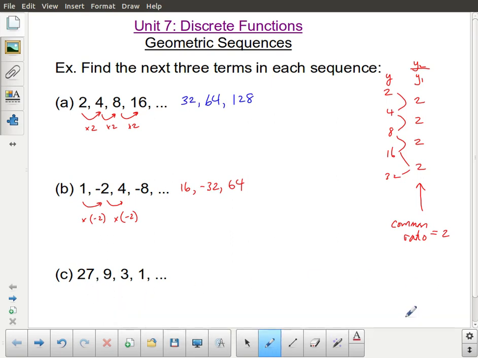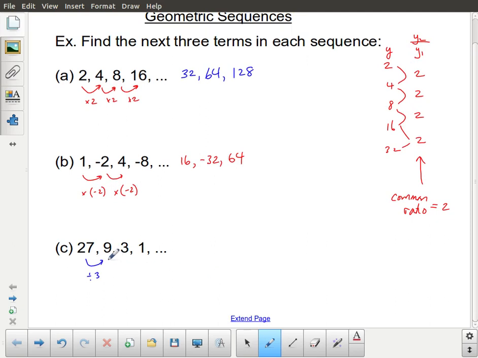Now, how about this next one? 27. What do I multiply 27 by? You might think, well, I don't think of that as multiplying. I think of that as dividing by 3. And you wouldn't be wrong, because that is what we're doing here. Divide by 3 and divide by 3. But in keeping with the way we're going to represent this, it's actually more useful to think of this as a multiplication, which of course is a pretty simple thing to do. To divide by 3 is the same as multiplying by a third.